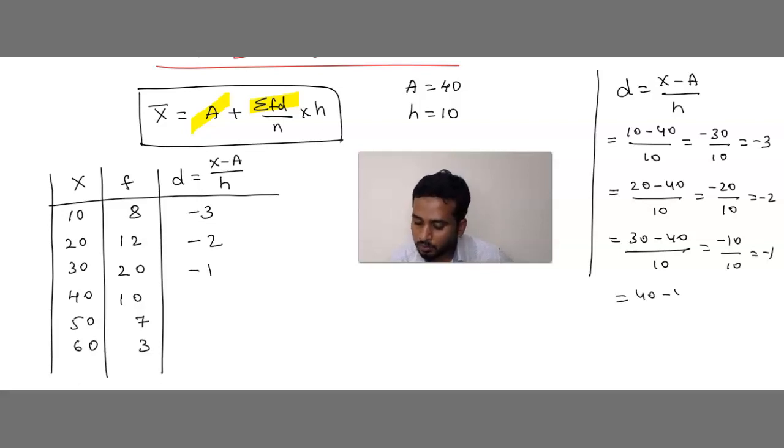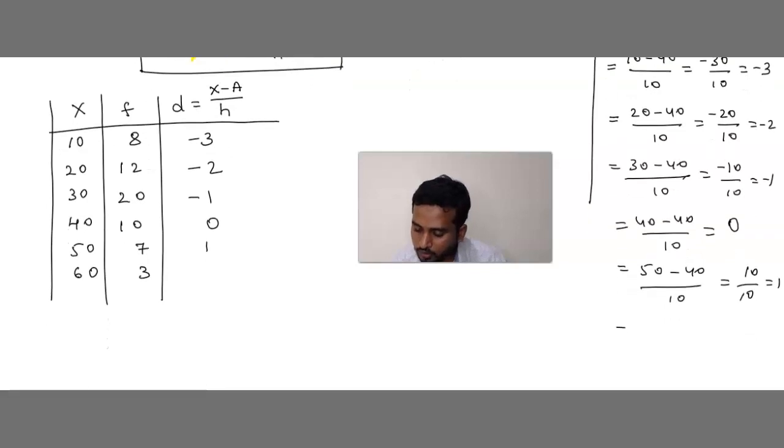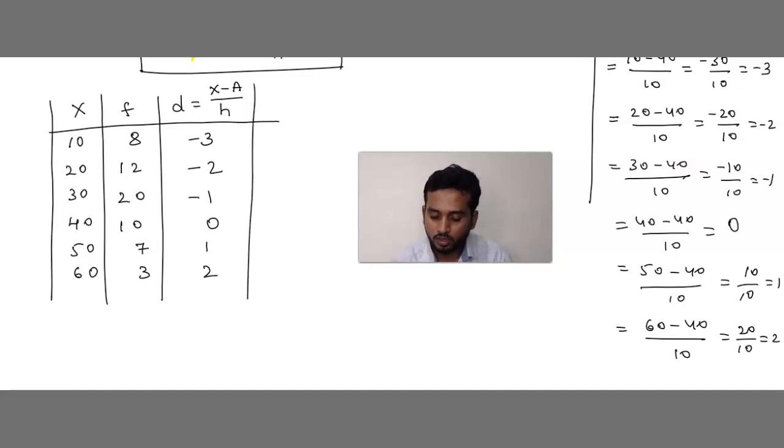Next 40 minus 40 by 10. 40 minus 40 is 0. 0 by anything is 0. Then again 50 minus 40 by 10. 50 minus 40 is 10. 10 by 10 is 1. Okay. And after that 60 minus 40 by 10. 60 minus 40 is 20 by 10. That's nothing but 2. So these all are the values of D. Only this step actually looks bigger, but see the concept, it's so small, right?